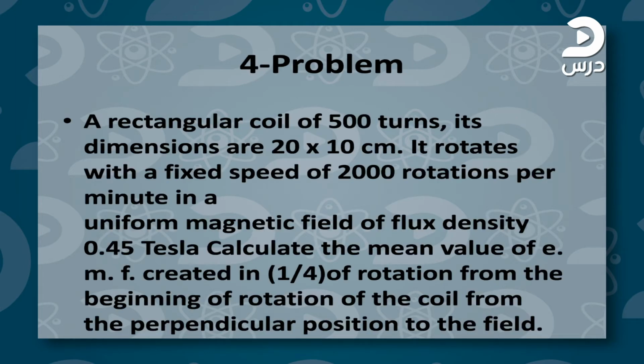Problem number 4: a rectangular coil of 500 turns. Its dimensions are 20 multiplied by 10 centimeter. It rotates with a fixed speed of 2000 rotations per minute in a uniform magnetic field of magnetic flux density 0.45 Tesla. Calculate the mean induced EMF in a quarter of a rotation from the beginning of rotation of the coil from the position perpendicular to the field.